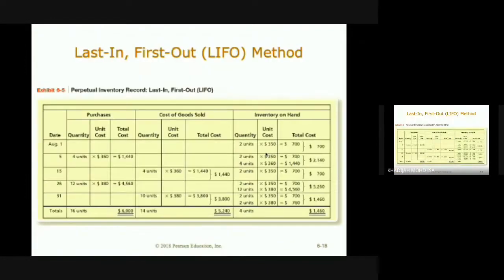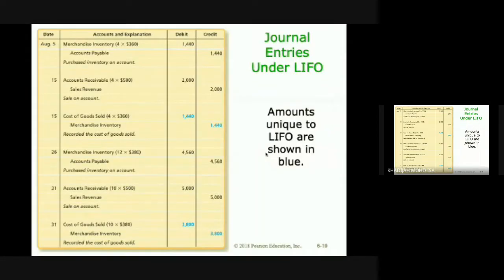And when you sell another 10 units on the 31st of August, you're going to have two recordings. One is the account receivable. In this case, again, it's assumed that the selling price is $500 per unit times 10. So that's your 5,000: debit account receivable, credit your sales revenue.